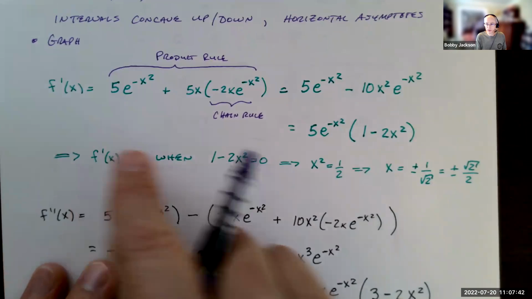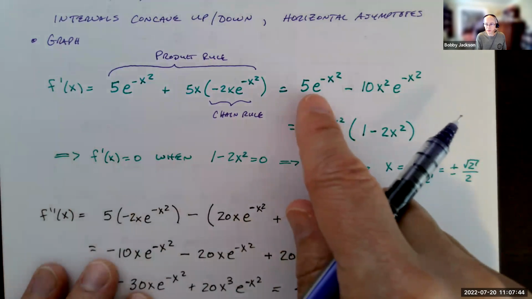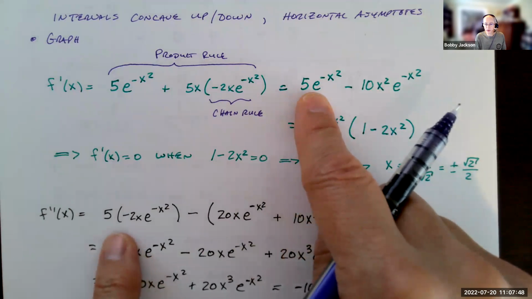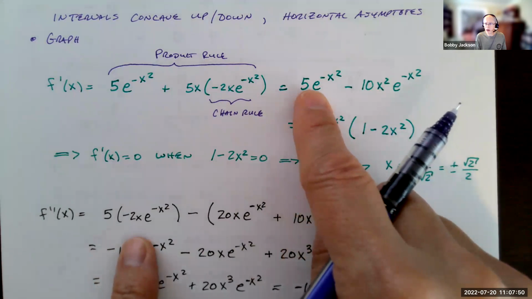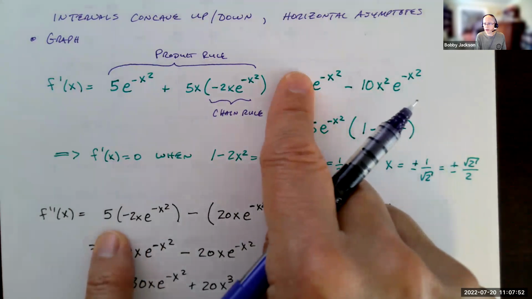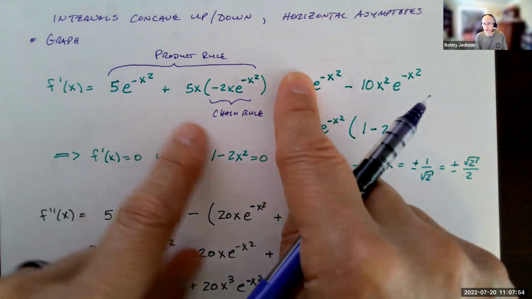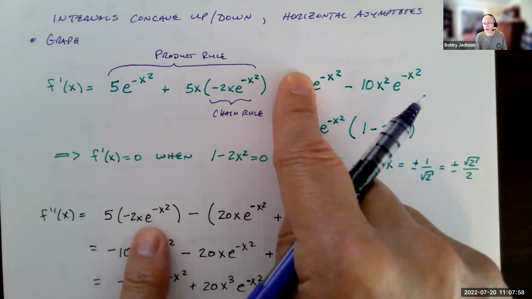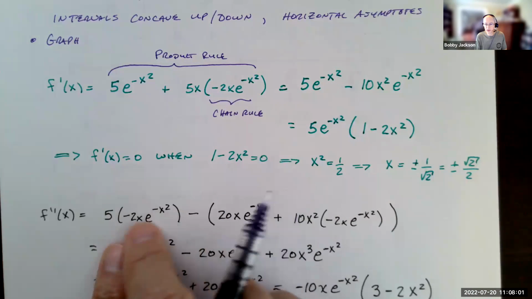Now to find the second derivative, we take the derivative of the derivative. I'm actually going to work off of this one before I factored. So taking the derivative of the first one, it's 5 as a constant multiple pulled out. Derivative of e to the negative x squared, well, we did that just a minute ago. That's negative 2x e to the negative x squared by the chain rule. So the derivative of this one is right there.